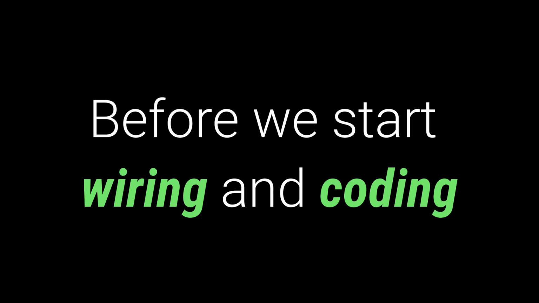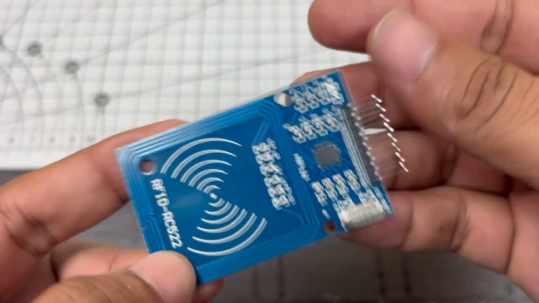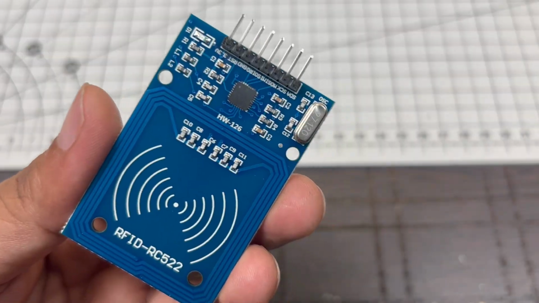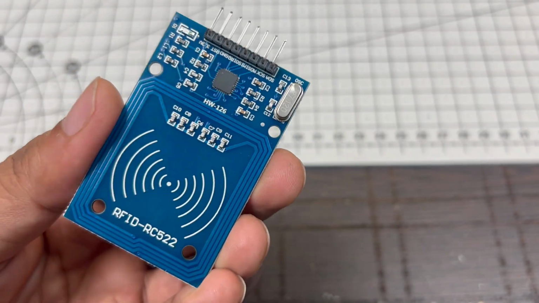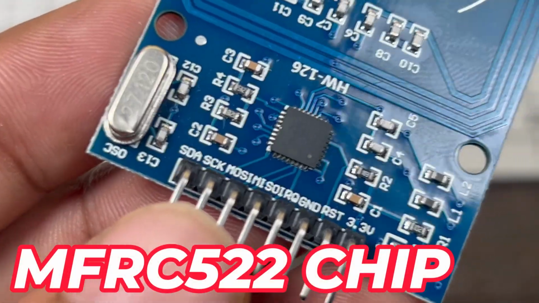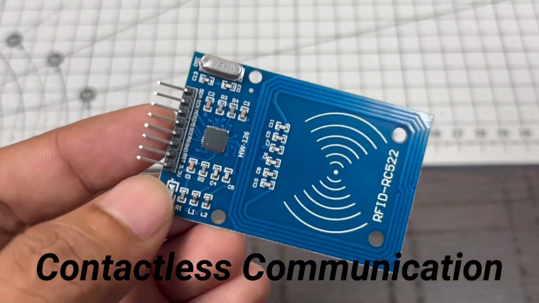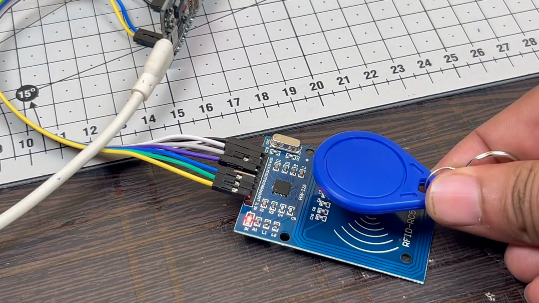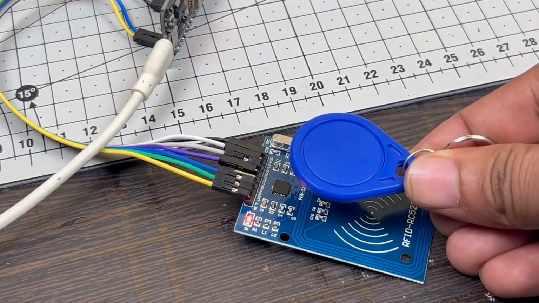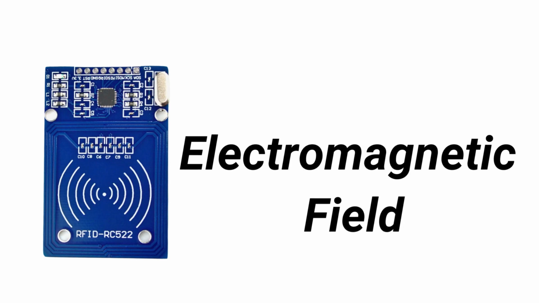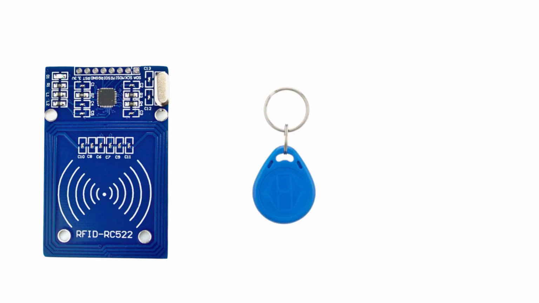Before we start wiring and coding, let's first understand what exactly the MFRC522 RFID reader writer is and how it works. The MFRC522 is a highly integrated RFID module that operates at 13.56 MHz based on NXP's MFRC522 chip. It's designed for contactless communication, which means it can detect and interact with RFID cards or tags simply when they come close to the reader's antenna. RFID stands for radio frequency identification, and it's a technology that uses electromagnetic fields to automatically identify and exchange data between a tag and a reader.